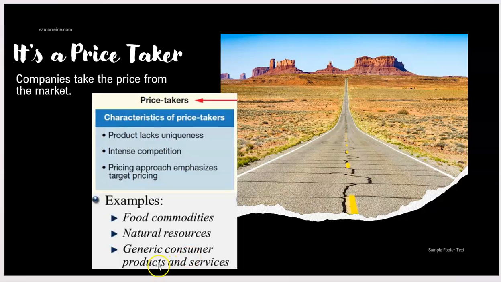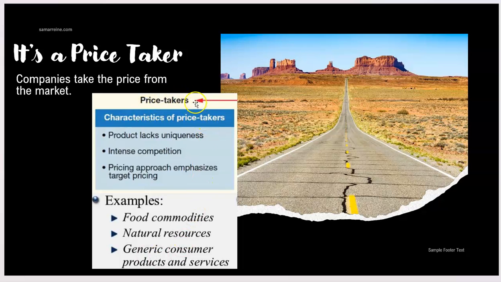Generic consumer products and services. If you think of what generic is, it perfectly substitutes for just about anything else. For instance, if you get a generic medication, you're getting the same exact active ingredient. That's why you go, I don't want to pay $100 for this one when I can pay $2 for something that has the same active ingredients. So once it becomes generic, everybody is charging $2 for it.